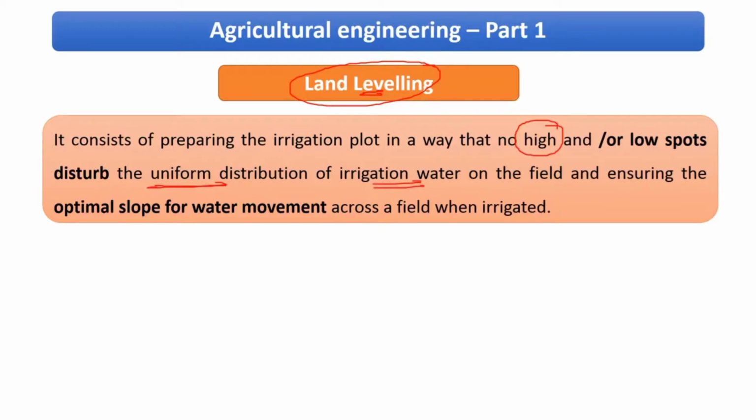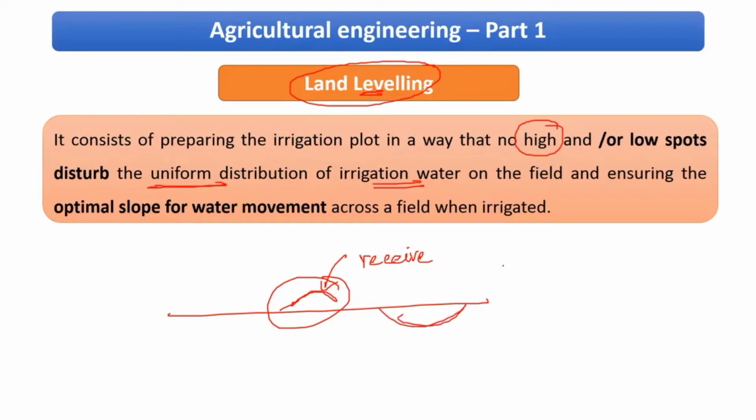See what happens is, if you see there are high spots on the field, what would happen? This particular area will not be in a position to receive water. And if there are low spots, the water gets accumulated there, right? So we do not want this kind of uneven distribution, and for that purpose what we require is this process of land leveling, right?